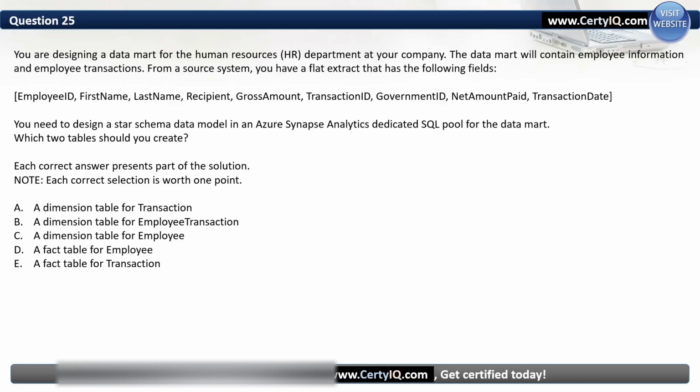Question 25. You are designing a data mart for the human resource department at your company. The data mart will contain employee information and employee transactions. From a source system, you have a flat extract that has the following fields. You need to design a star schema data model in an Azure Synapse Analytics dedicated SQL pool for the data mart. Which two tables should you create? Each correct answer presents part of the solution. Note, each correct selection is worth 1 point.